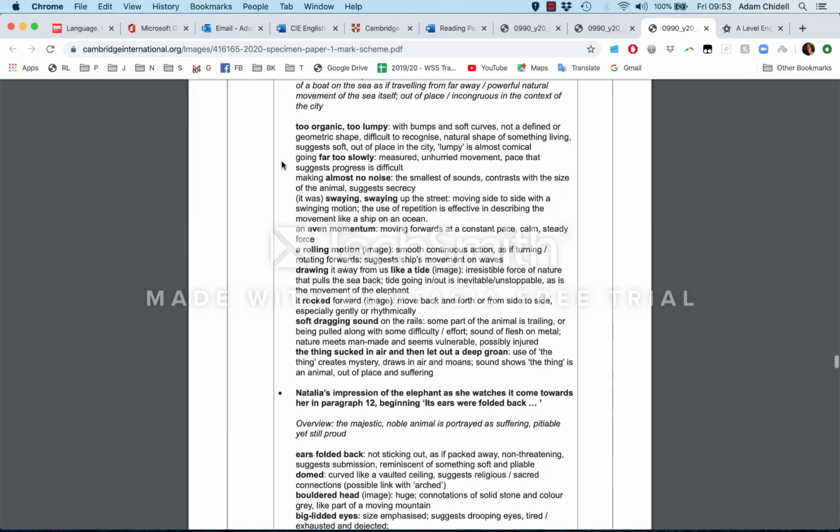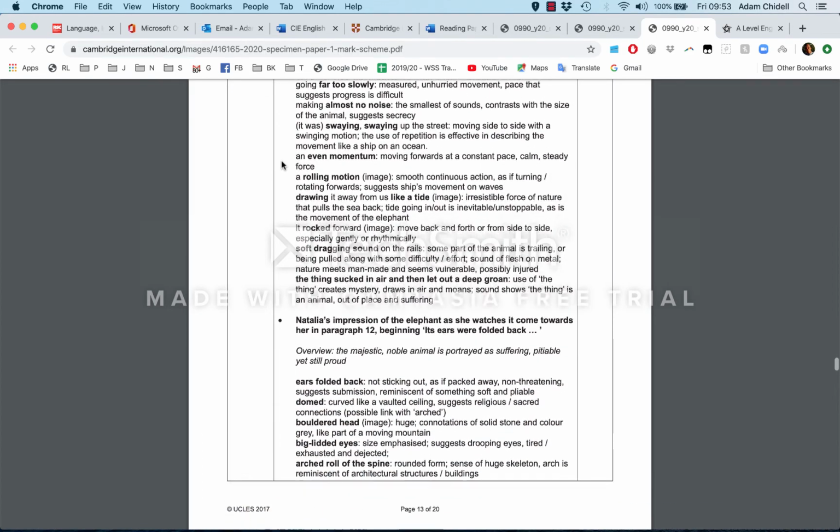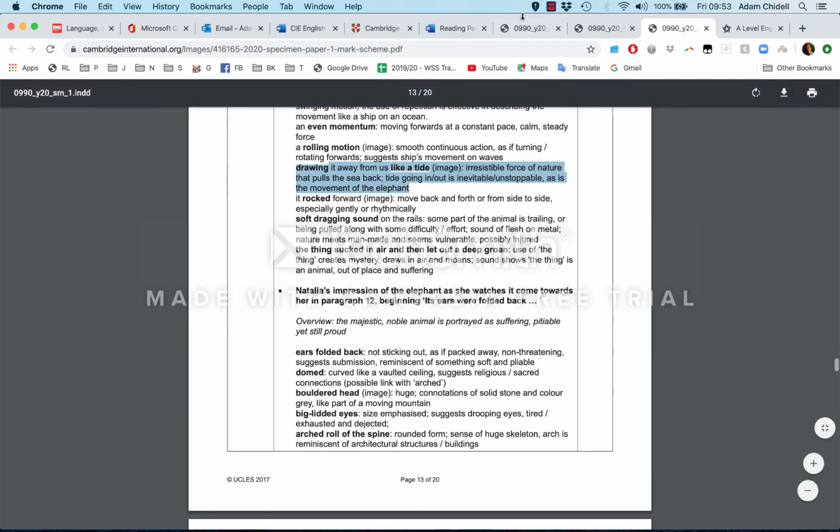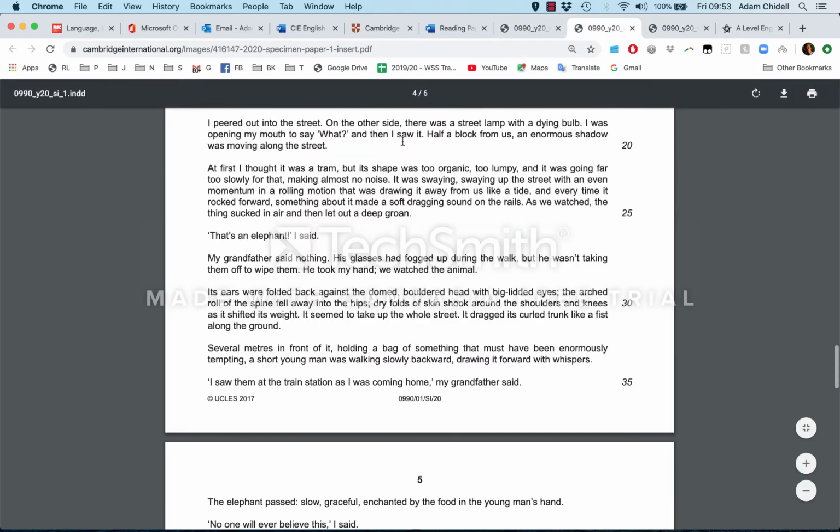Okay, so now let's look at the kind of thing that you might write. I'm going to look at this example. In the paragraph it says that there was a rolling motion that was drawing it away from us like a tide.